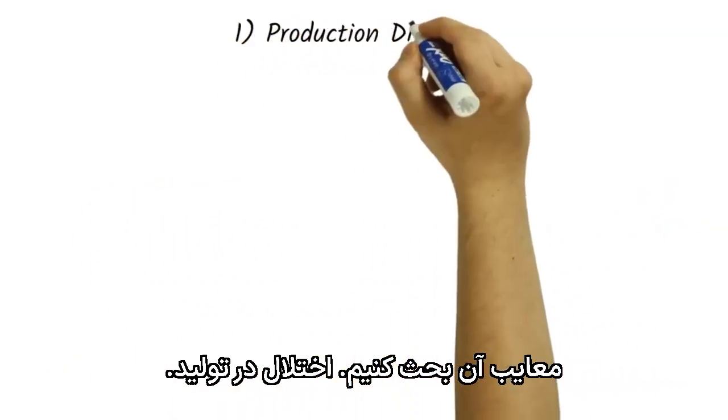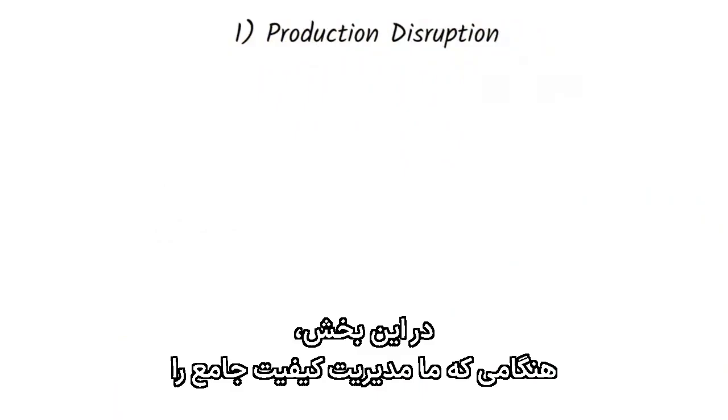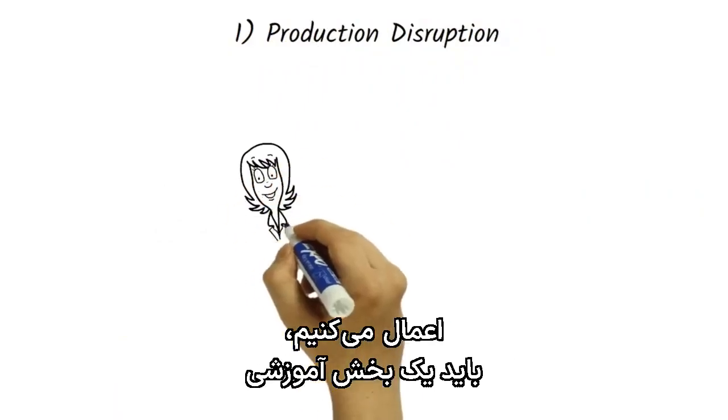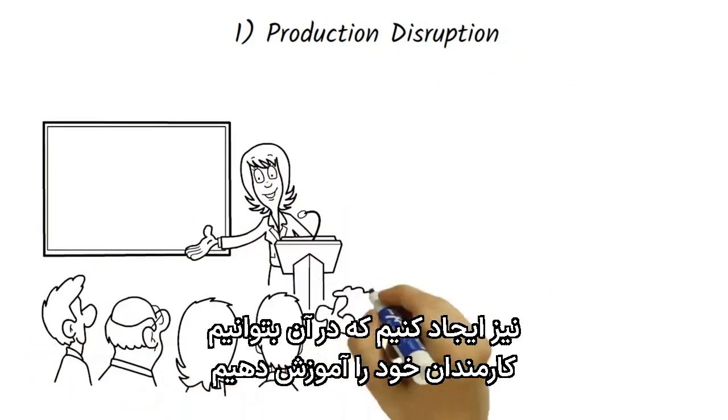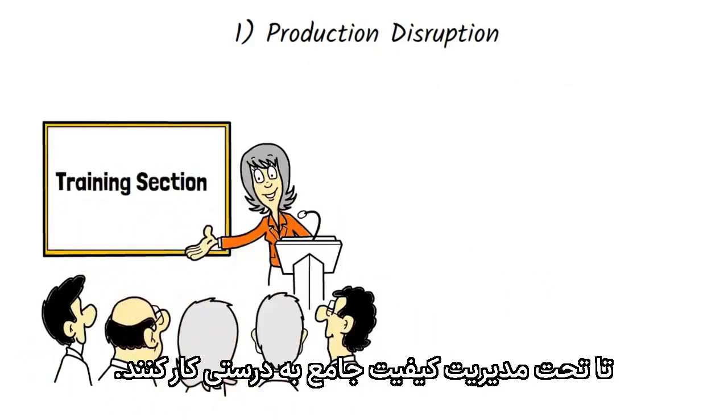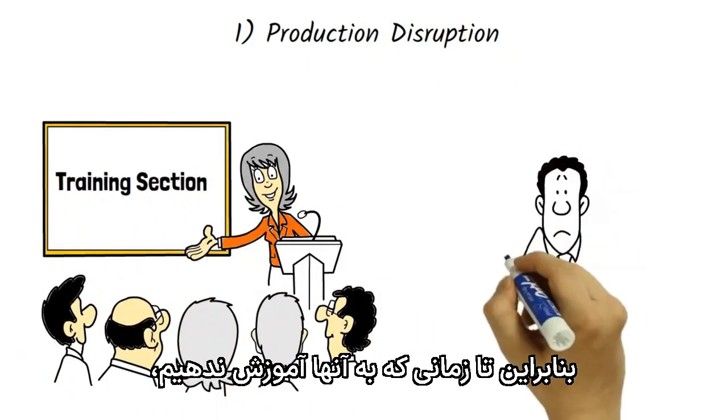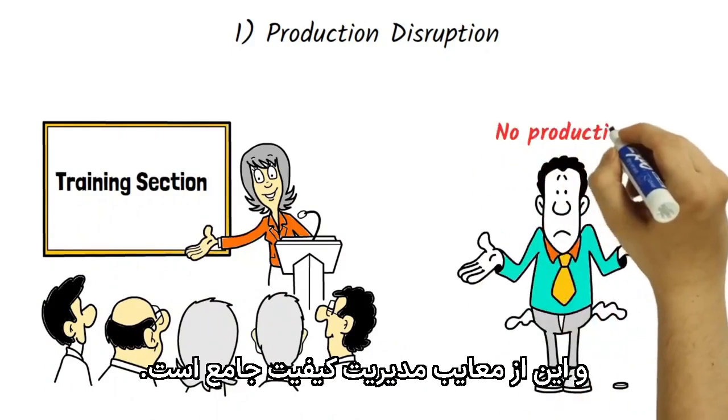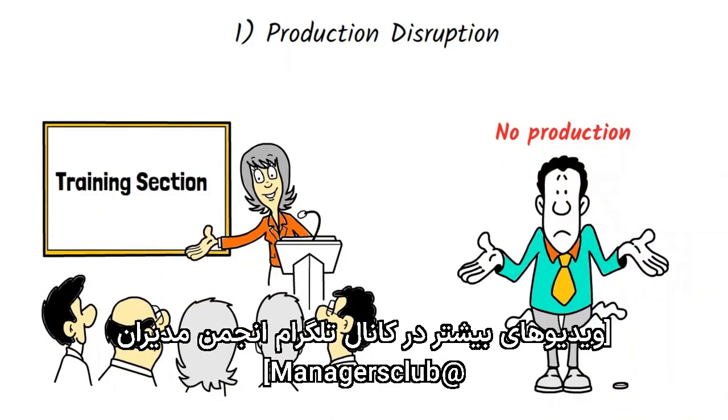So after discussing the advantages of total quality management, let's discuss its disadvantages. First, production disruption. In this section, when we apply total quality management, we have to develop a training section also, where we can train our employees to work properly under total quality management. So until and unless we give them training, our production stops, and that's the disadvantage of total quality management.